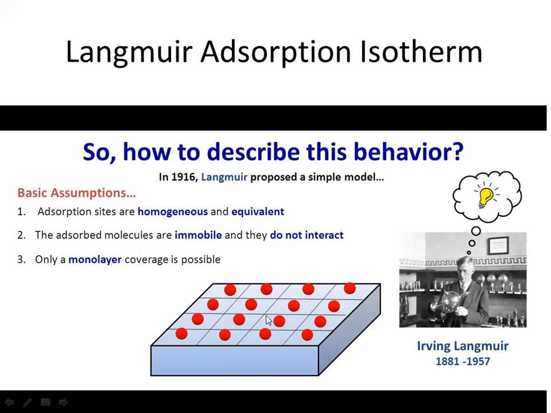Now the third point is that only monolayer coverage is possible. If you look at this surface, you can see only one layer of molecules is adsorbed. Let's suppose there are 4, 8, 12 or 16 sites available, and 16 molecules of the adsorbate adsorb on the surface. So only one layer is possible. There is no chance for a second layer. So only monolayer adsorption is happening. These are the 3 main assumptions for the Langmuir adsorption isotherm.